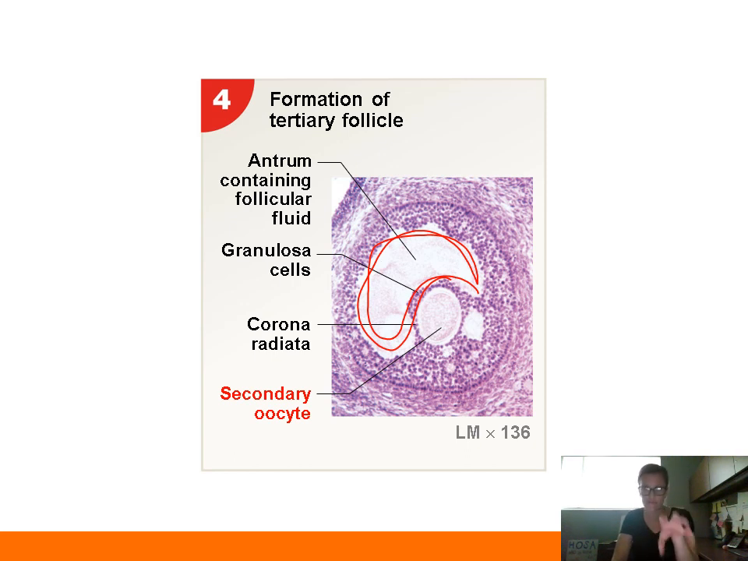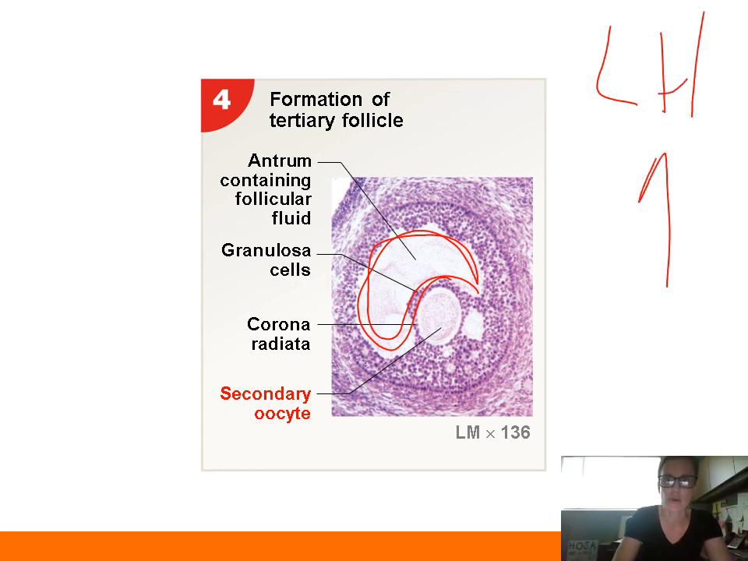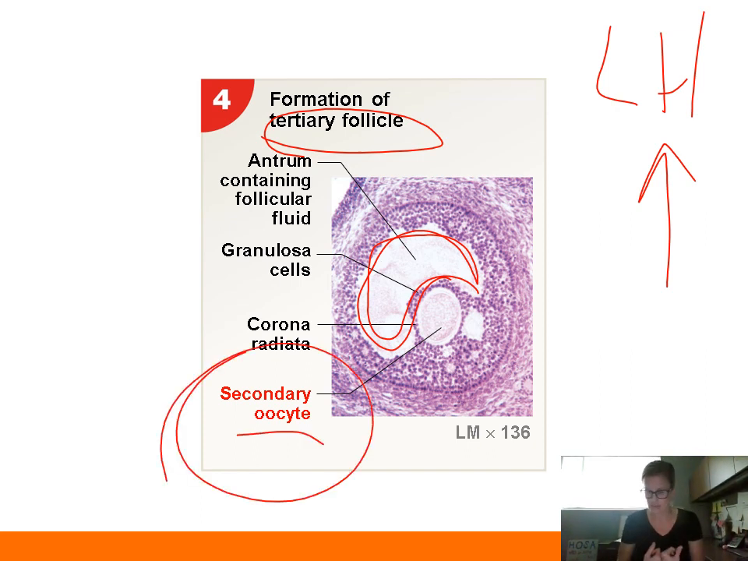As the tertiary follicle finishes development, we start to see another hormone level rise. We start to see levels of luteinizing hormone increase. This increase in luteinizing hormone stimulates the primary oocyte to complete meiosis one and become a secondary oocyte. So that's why here with this tertiary follicle, you see that this is a secondary oocyte. The key thing here with a tertiary follicle is that the increasing LH has stimulated our primary oocyte to turn into a secondary oocyte.